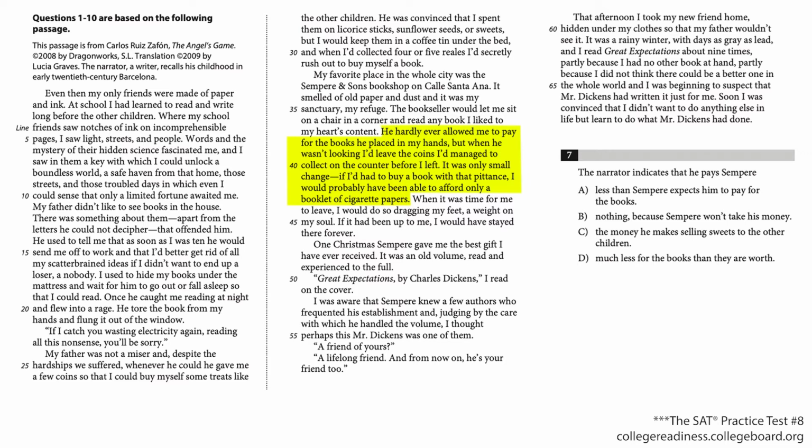So let's see which answer choice matches that information. A, less than Simper expects him to pay. No, because Simper doesn't expect him to pay for it. B, nothing, because Simper won't take, well, he pays, so we know that's not right. C, the money he makes selling sweets to the other children, that is not mentioned in that section. And choice D says, much less for the books than they are worth. Now, D matches the information that we found in the passage. So for this one, the correct answer is choice D.